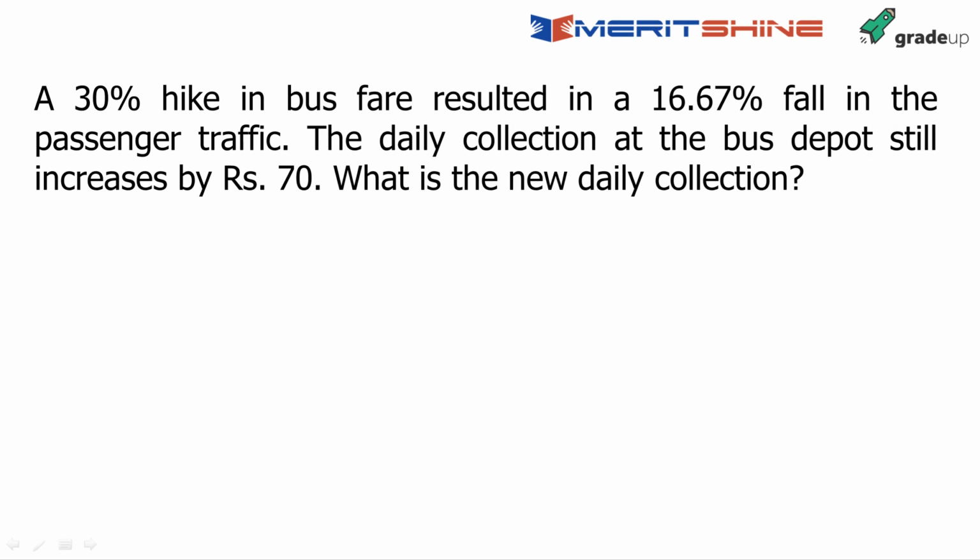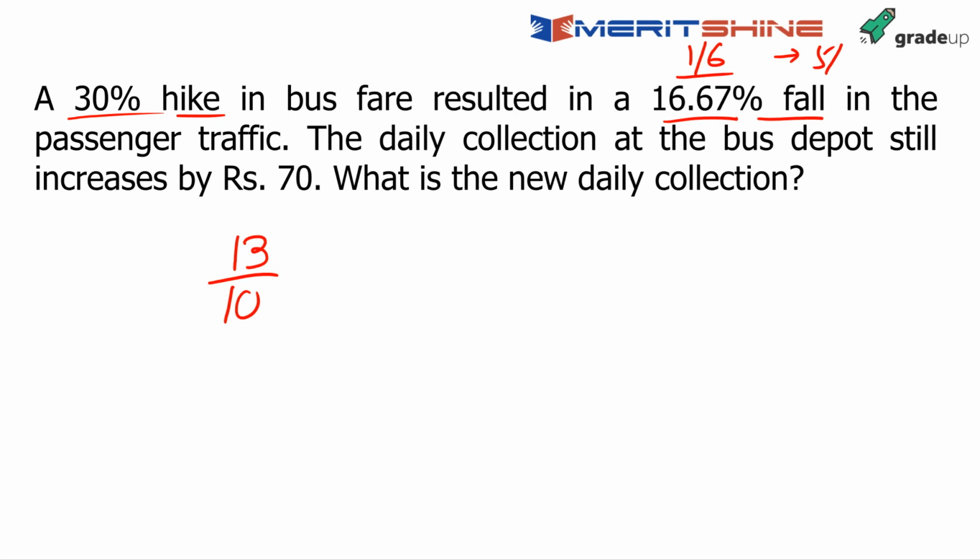This is again a simple question. I don't think many of you would have a problem here. It's a 30% hike in bus fare. How do you write a 30% hike? 10% is 1 by 10, 30% is 3 by 10, a hike of 30%. So what is the proportion that you would write here? Now I hope all of you understand this. 30% hike, how do you represent it? 13 by 10. Fine. Resulted in a 16.67. What is this? I have been telling you time and again, this is 1 by 6. A 16.67% fall. So a fall in the proportion of 1 by 6.